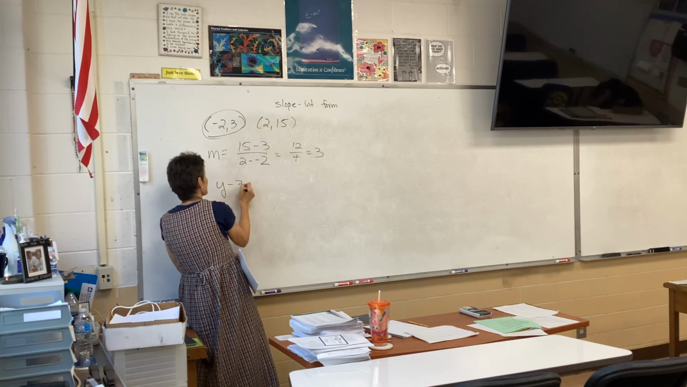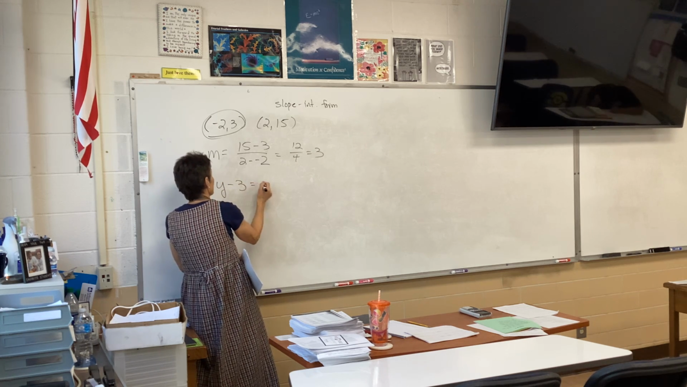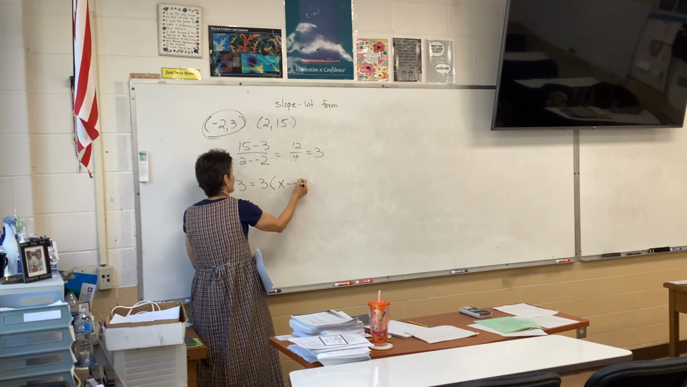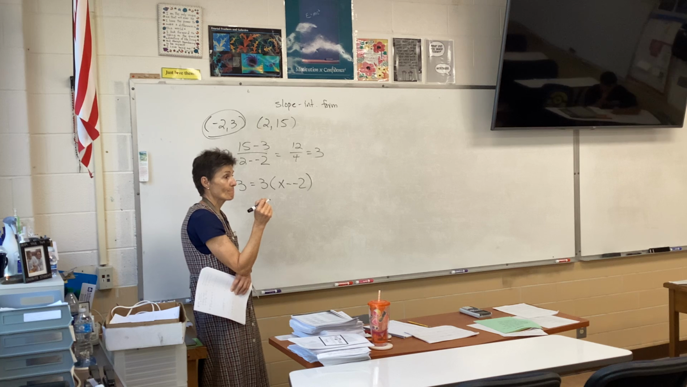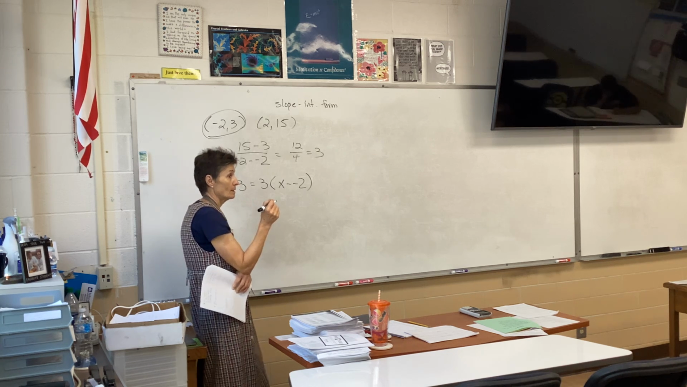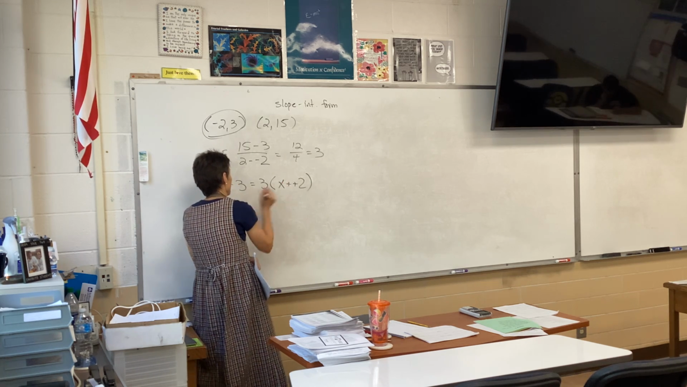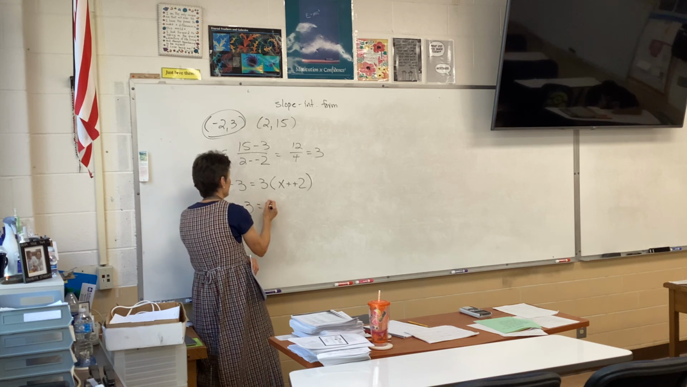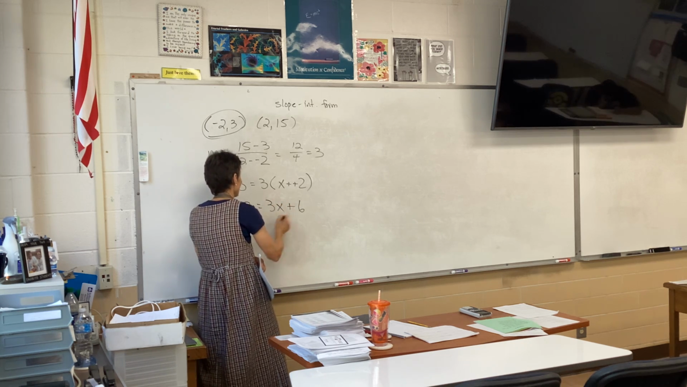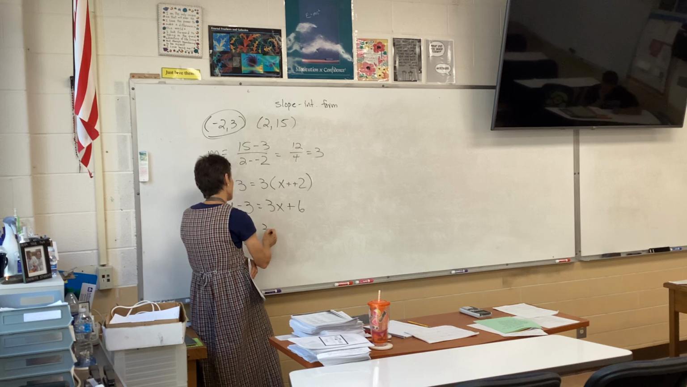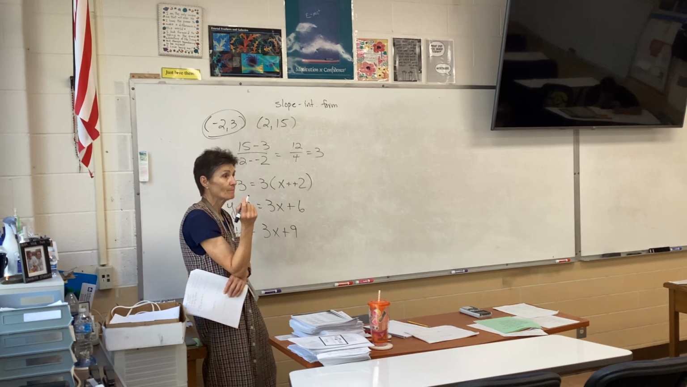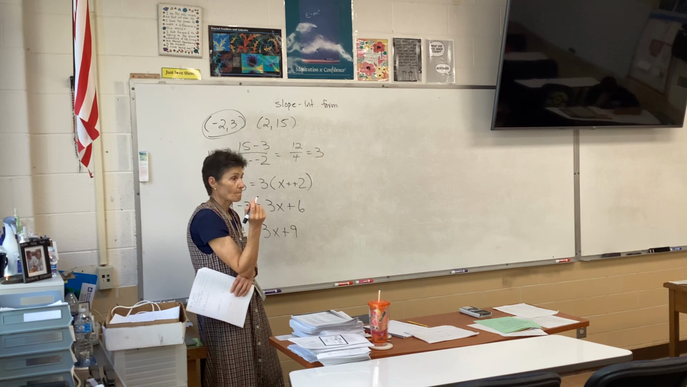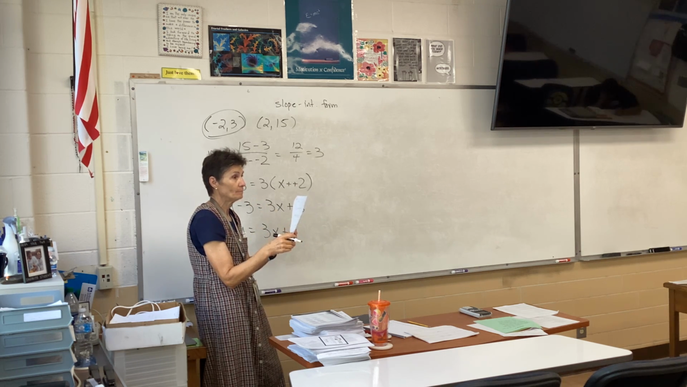So y minus the y coordinate equals slope times x minus the x coordinate. So y minus 3 equals 3x plus 6. I got 3x plus 9. Anybody else get that as an answer? All right, any question about that?